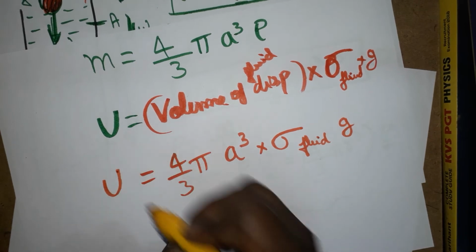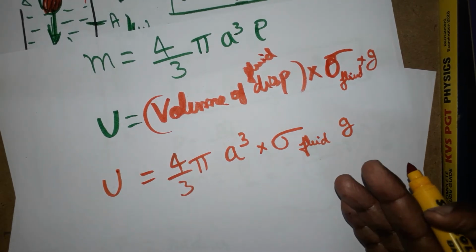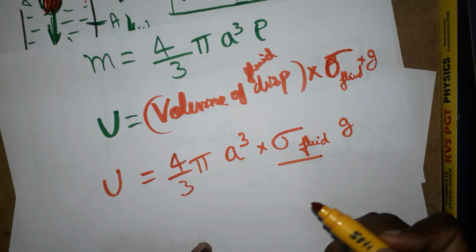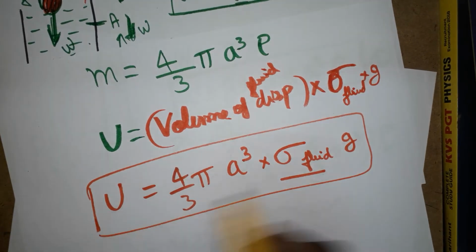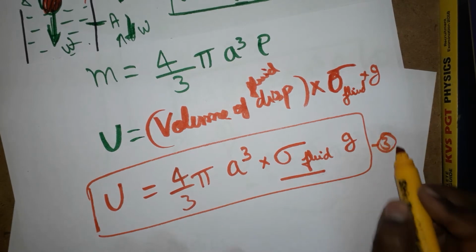It's going to be the upthrust force, the upthrust force created because of the liquid. So I am taking the liquid density. This is what will be taken as the upthrust force. I am calling this equation 3.